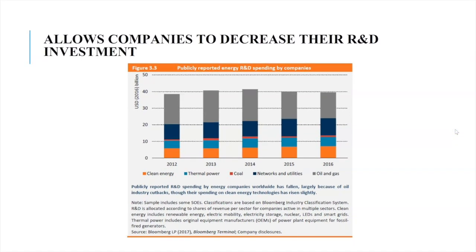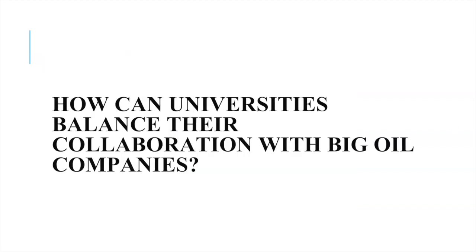Thank you, Aaron. Now that we understand the importance of collaborative networks and the benefits they bring to a university and a business, those partnerships need to have some boundaries. It is important to understand that a collaborative network is an excellent tool, but it should not derive the university from its primary mission, the students. Which brings us to this question: how can universities balance their collaboration with big oil companies?